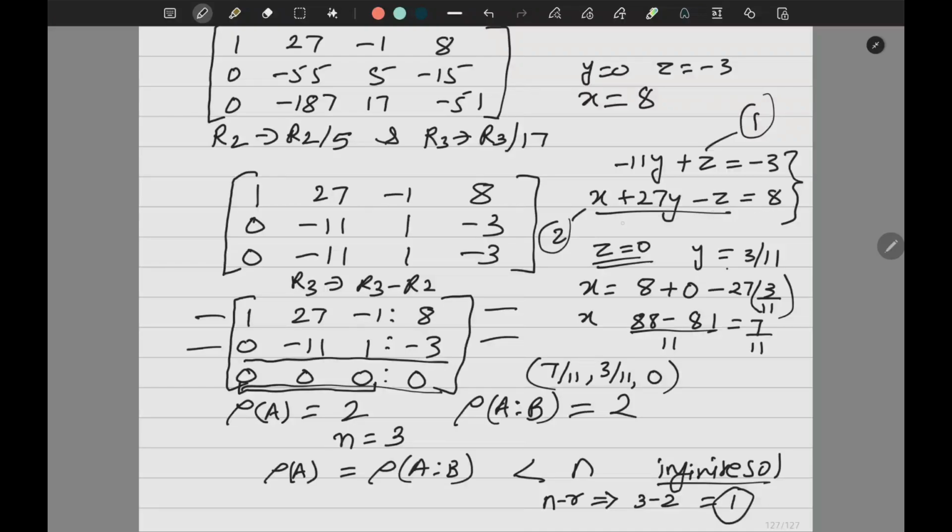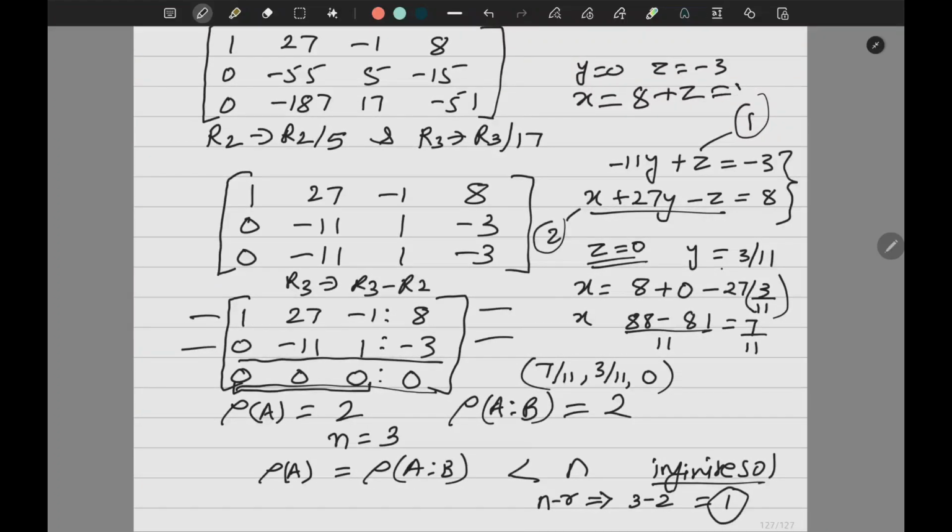So x is equal to 8 plus z, and z is equal to minus 3, so it will become 5. Correct. So the other answer I got is 5, 0 and minus 3. That is also a correct answer. So since I can put any value, that's why we say infinite solution.